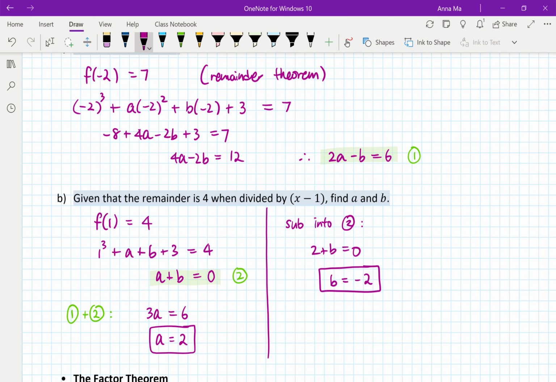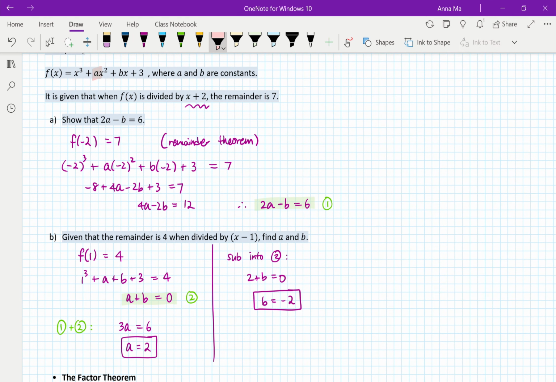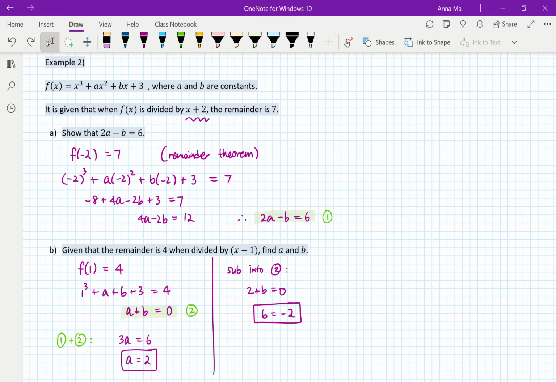So see how you were given information about remainders and you were able to use that to find unknown constants or coefficients. And this is one of the most typical exam style questions you might see. Easy, maybe 3 marks, even 2, because it's a very routine type problem. So yeah, easy marks.